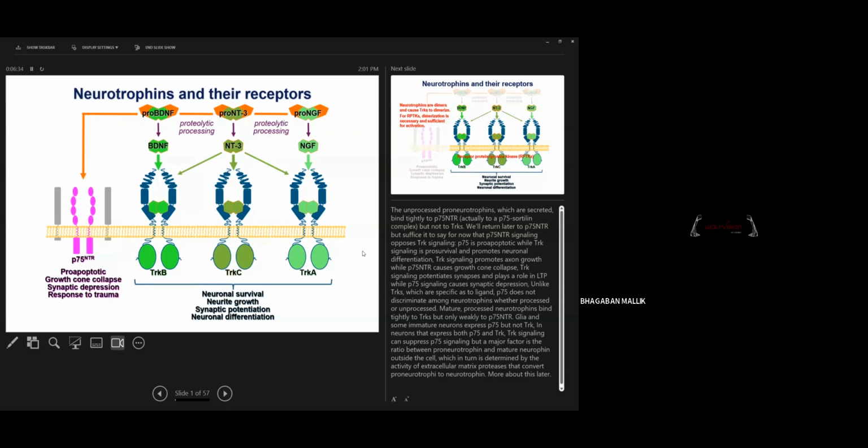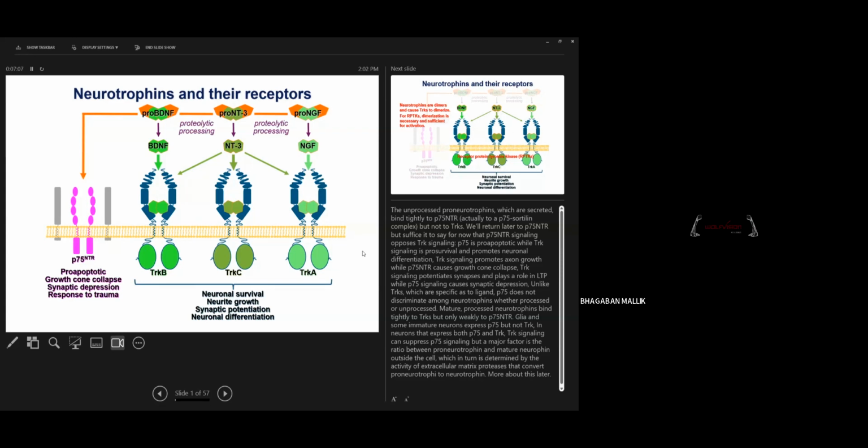So these neurotrophins, either BDNF or NT3 or NGF, are synthesized as precursor proteins, so you do not have such activity. So these are called pro. For BDNF, you have pro BDNF, and so you have pro NT3 and pro NGF. And each protein has its effect on its receptor. Specifically, their effect on the receptor depends on the status of these neurotrophins.